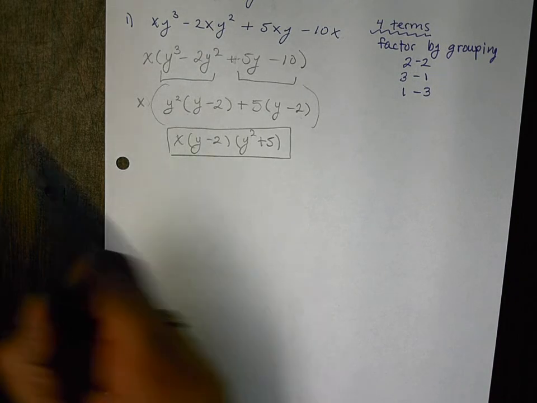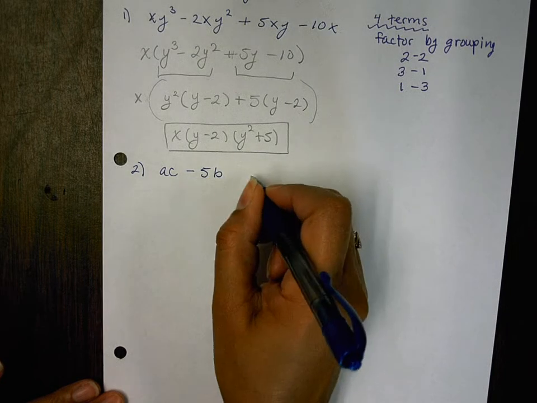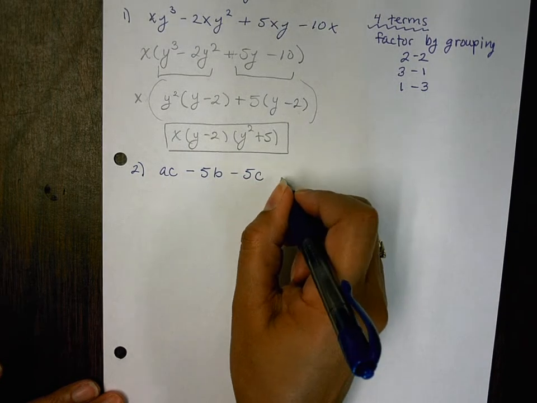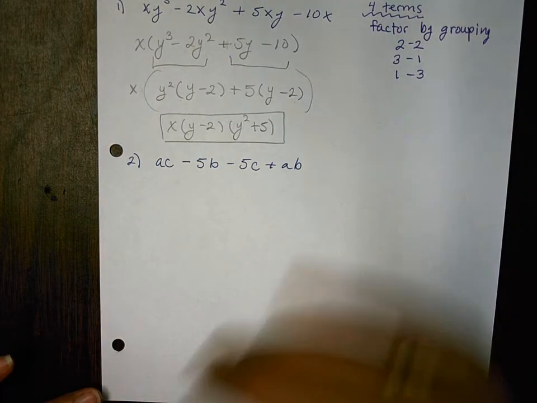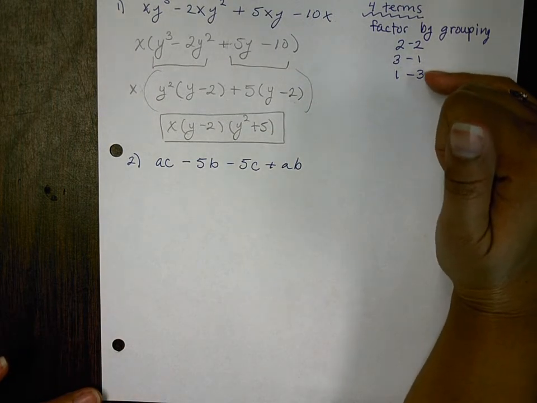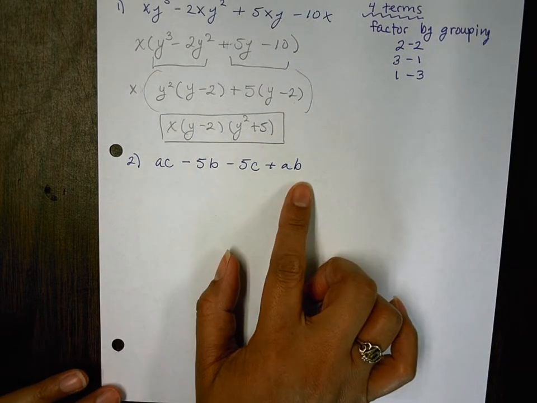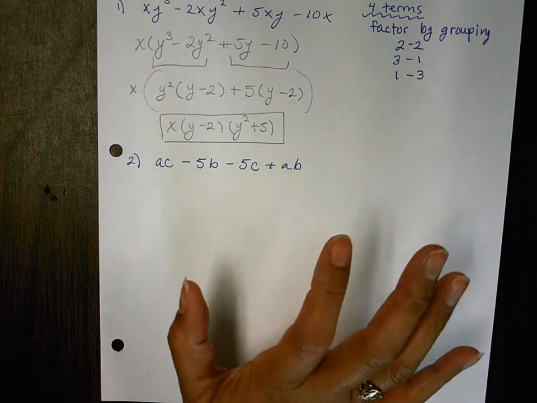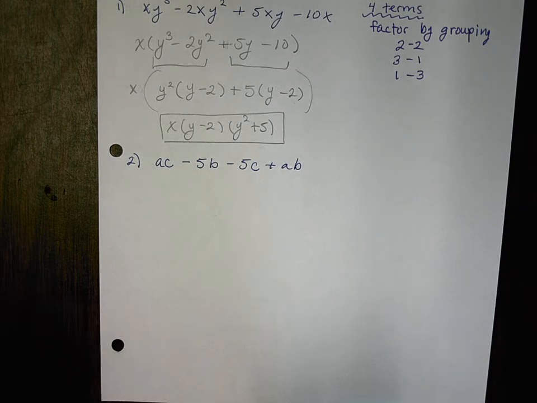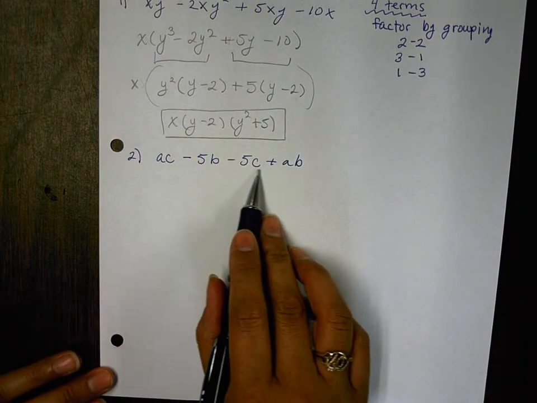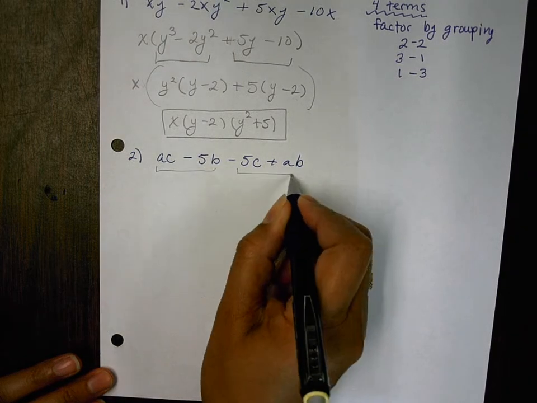Okay, let's try another one. Number 2, AC minus 5B minus 5C plus AB. Now this is another 2 by 2. I'll show you when we reach the 3-1 and the 1-3 how to recognize them. So for now I'm going to see if it factors as it is, or if I have to rearrange. First off, there are no like terms, so I'm going to try to factor it as it is.